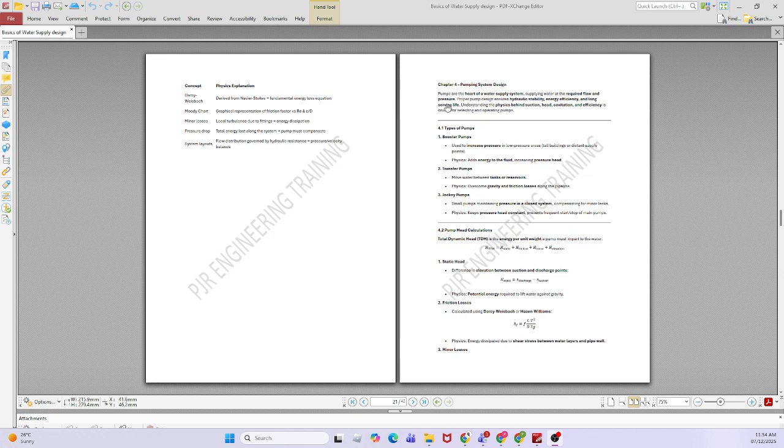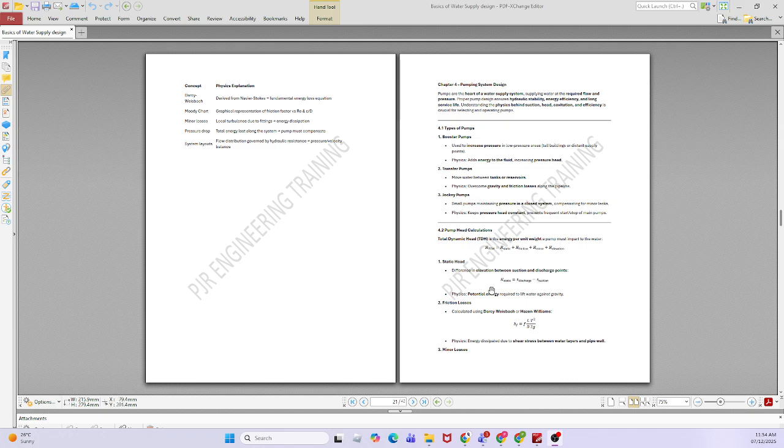Then when you talk about pumping systems, you have booster pumps, transfer pumps, then jockey pump. A jockey pump is nothing but, you can say, a pressure maintaining pump. So here you can see the pump head calculation, the same thing: static plus friction plus minor losses plus elevation.